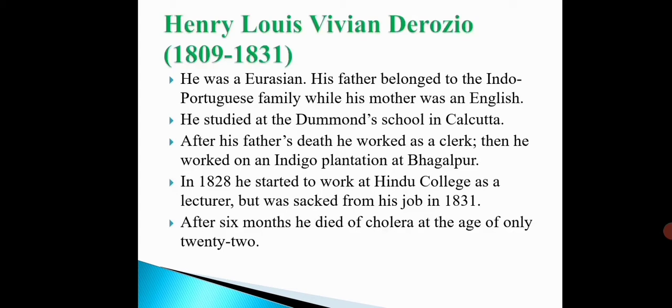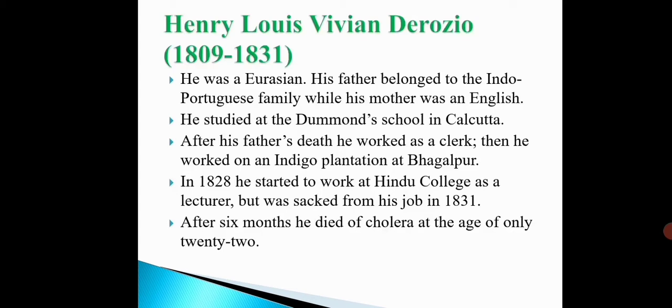1831. Why was he sacked from his job, friends? Because in Hindu College he made his students logical. He helped his students to go against some customs of Indian life, and that was not tolerated by the conservatives, and they appealed to the authority to sack that young lecturer. As a result, during the board meeting, it was decided that Derozio would have to resign from his post, and he was ordered. And then in 1831, he was sacked from his job.